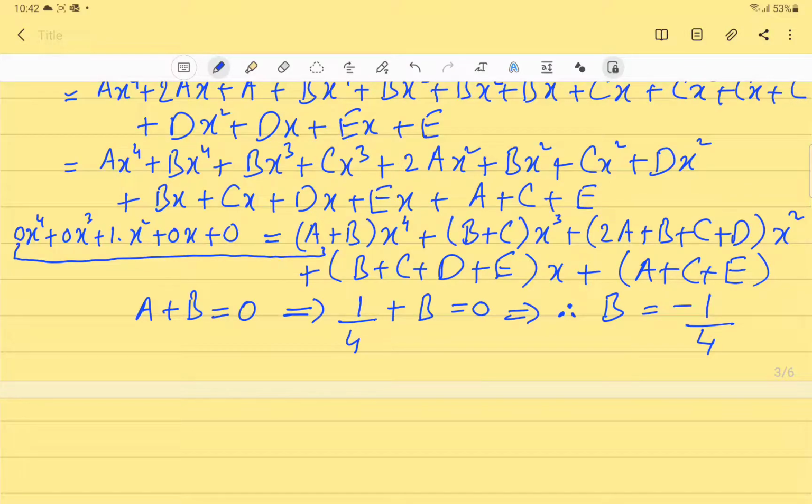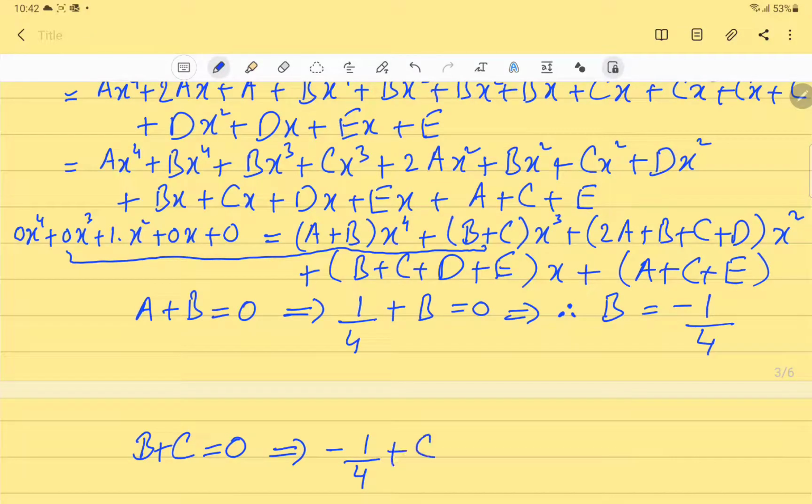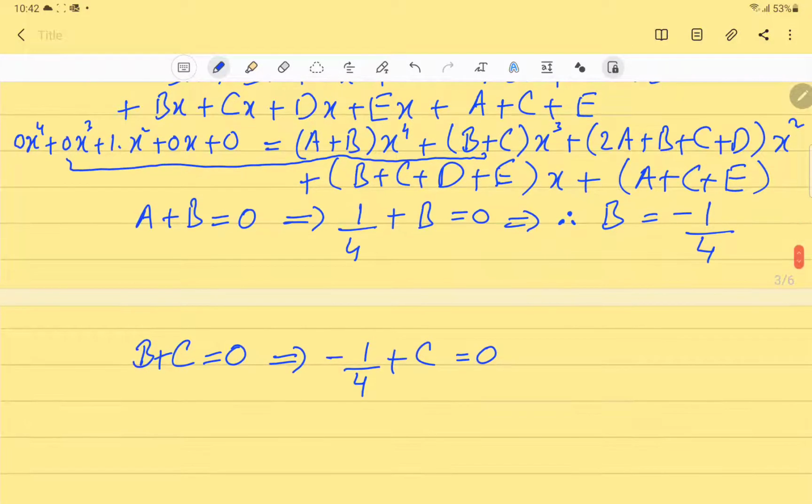Now we will compare the coefficients of x cube, which is this one, b plus c is equal to 0. We have found the value of b, which is minus 1 over 4, plus c is equal to 0. Therefore c will come out to be 1 over 4.